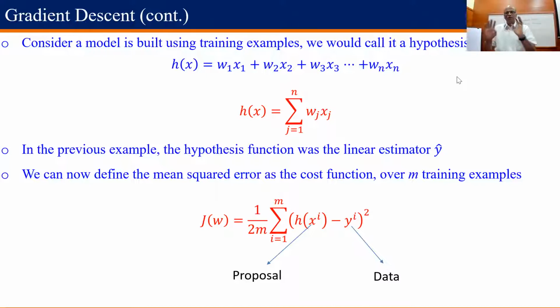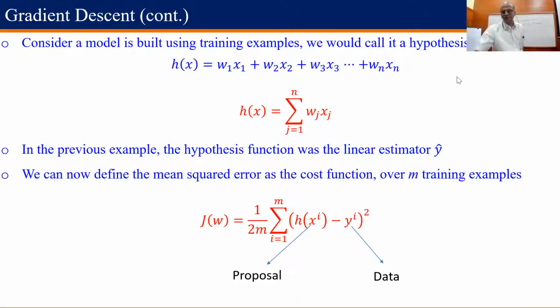J equal to 1 by 2M. That 1 by 2M is basically for convenience. It could have been 1 by M, which is the average square of the error across the samples. The 1 by 2 is because I'm going to differentiate it, so I'll get a 2 from the power of 2, and the 2 will get cancelled. There is some slight cheating, some jugaad there. So h of xi, the proposal, minus y of i, whole square.